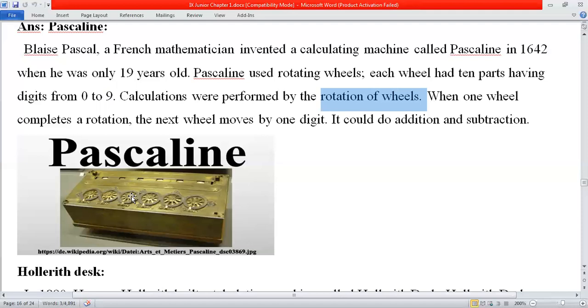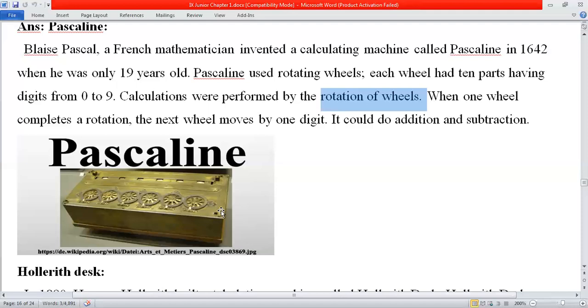When 60 seconds are complete, what happens? 1 minute is increased. When 60 minutes are complete, what happens? 1 hour is increased. So when it completes one complete cycle, one round, it goes up by one. This is the working of the Pascaline device: when one wheel completes a rotation, the next wheel moves by one digit. The purpose of this device is that it could do addition and subtraction. So only addition and subtraction work.